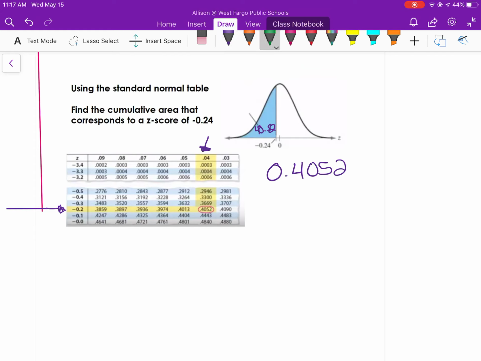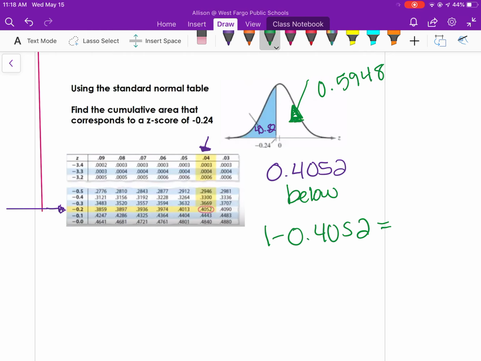Now this is below that standard deviation. If I wanted to know how much of the data was on the other side or above it, then remember that it adds up to 100%. So if you wanted to know how much was above it, you could take 1 minus 0.4052, or 100% minus 40.52%, and you would get 0.5948. So there's 40.52% below that standard deviation, and there's 59.48% above the standard deviation.